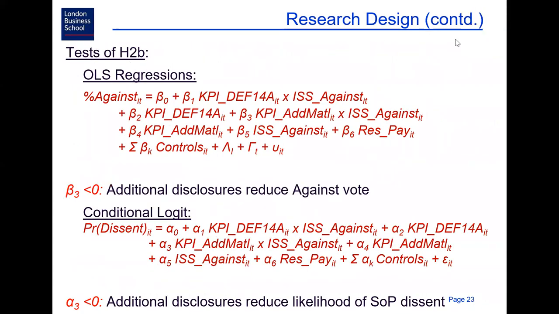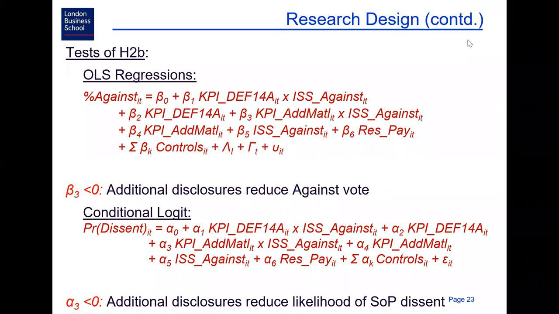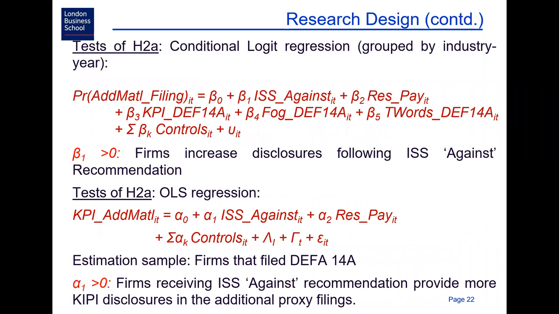Hi, Shiva. I have a question. Sure. It's an institutional question. So what happened to the compensation package if the firm receives an against from ISS? Pardon me? I mean, what happened to that compensation structure if they receive against? Do they have to restructure it?